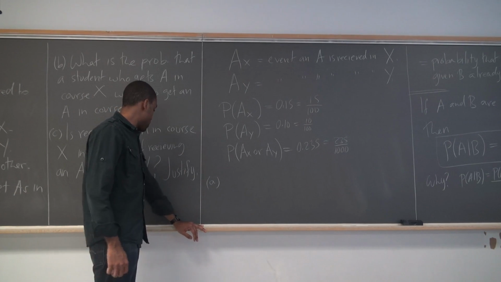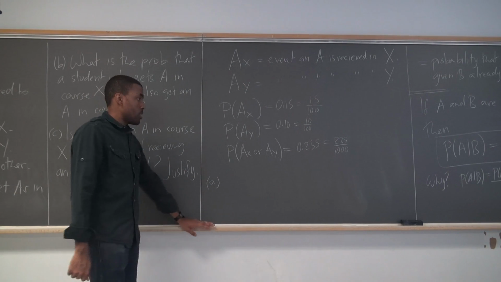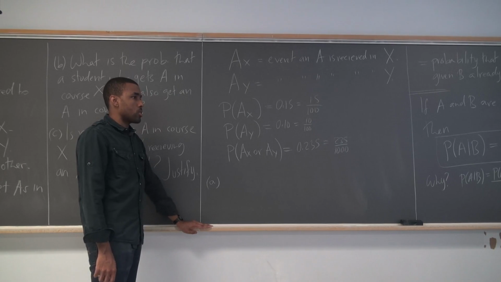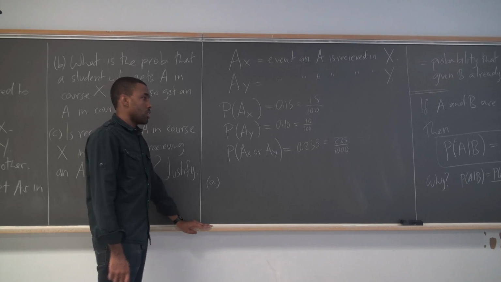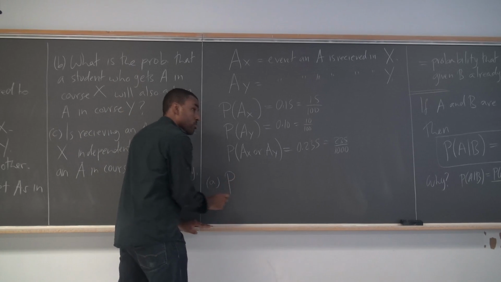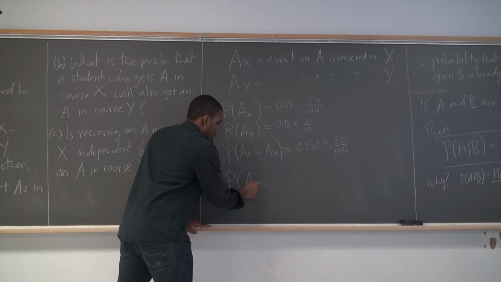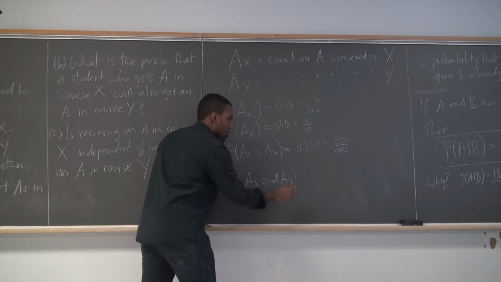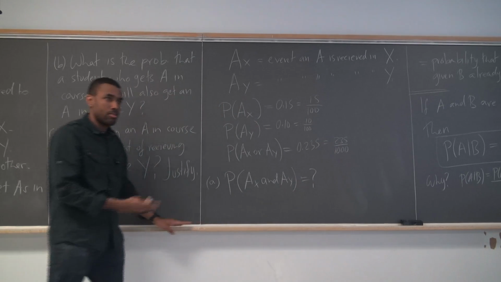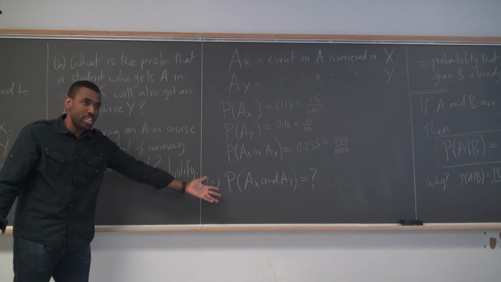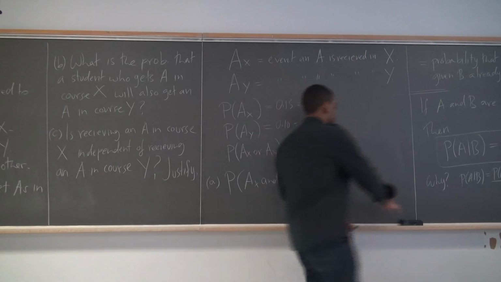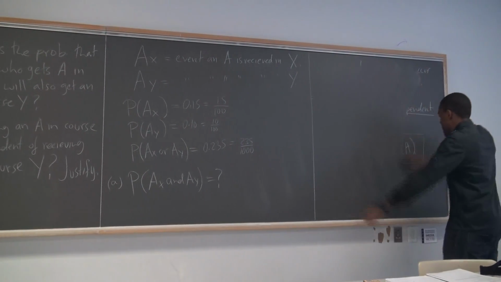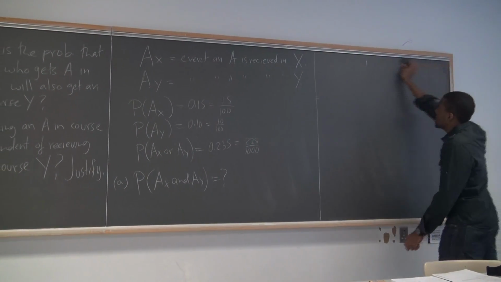Okay, so what do we want to find first? What is part A asking us for? Getting an A in both classes. Right, so that would be the probability of AX and AY, right? That is what part A is asking us for. So recognize what you have and what you need to find. That's half the battle. Okay, so I know what I want to find. I know what I'm given. How do I make it work?